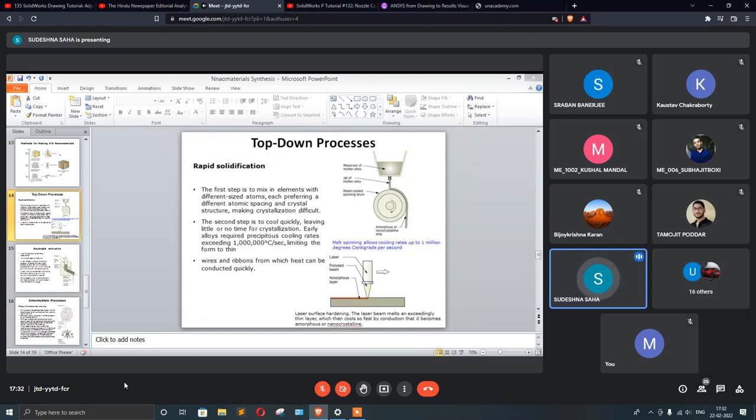Okay, so the first process of these top-down processes that we will discuss over here is the rapid solidification process.